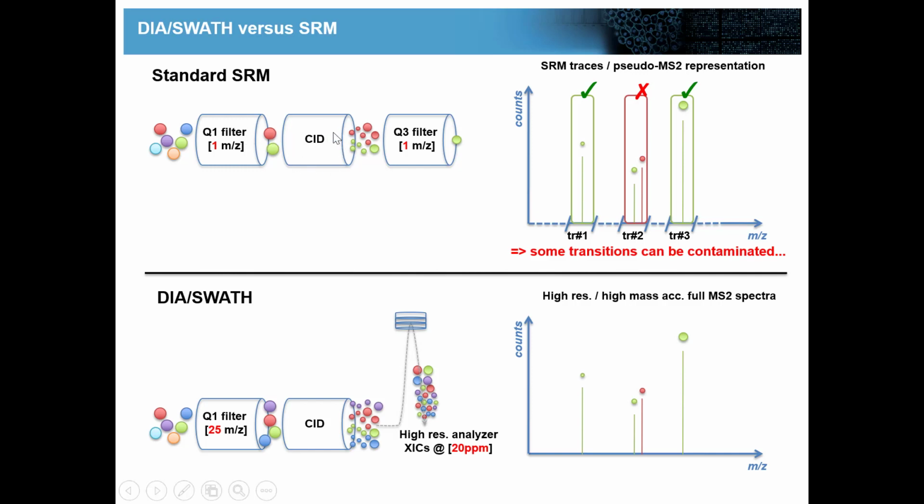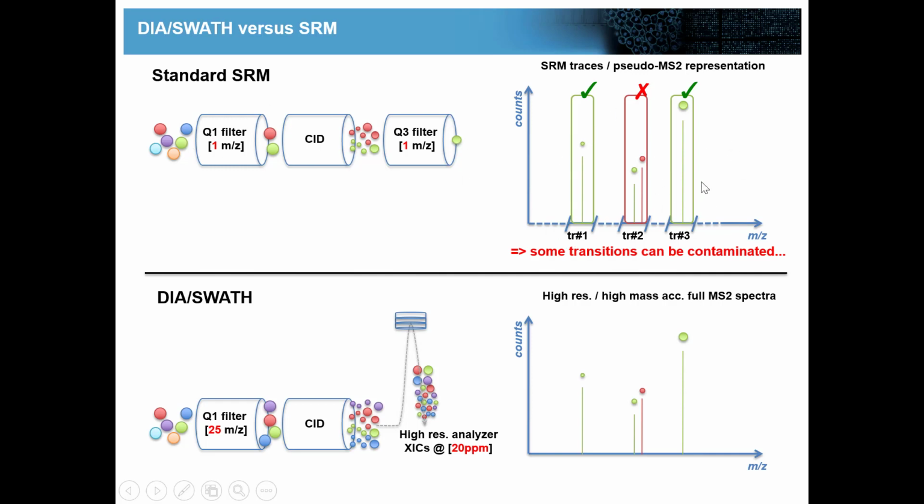And now we're doing fragmentation, so this is collision-induced dissociation, and now we get a bunch of green fragment ions and a bunch of red fragment ions. But happily, we know what the masses of these green fragment ions are, and we're able to set our Q3 mass filter to selectively allow these fragment ions through, and so only this green guy is getting through. So we now have a selective measurement of this green peptide.